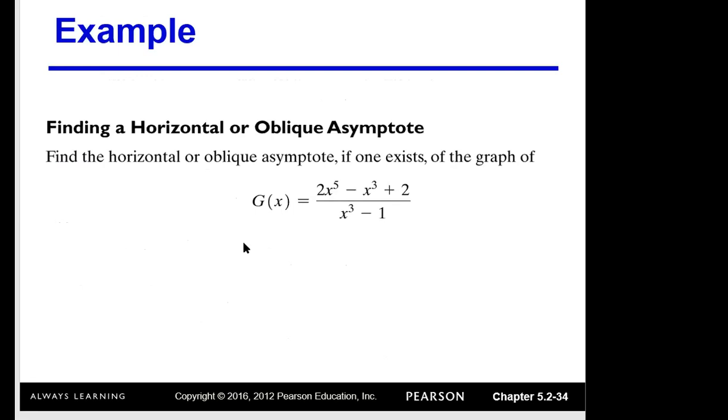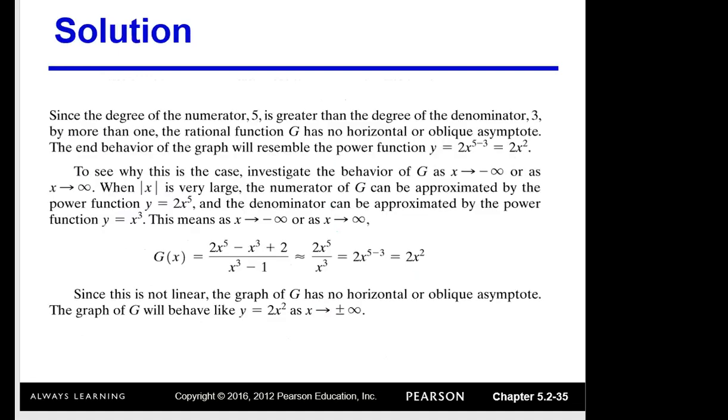And then here's another example, but on this one, you've got 2x to the 5th over x to the 3rd. 5 minus 3 is 2. So there are none. If it's 2 or more, there'd be none. Since this is not linear, it has no horizontal or oblique asymptotes. That's all I need to know.